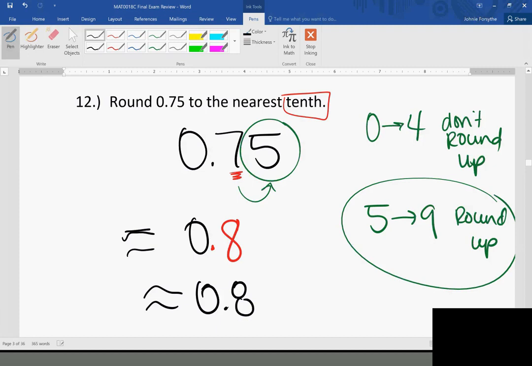Okay? If this was 0.74, then when we round it, it would be 0.7. And these squiggly lines basically mean approximately, because we're rounding, so that's what that means. And we don't need to put the 0 after the 8, because that's why we're rounding.